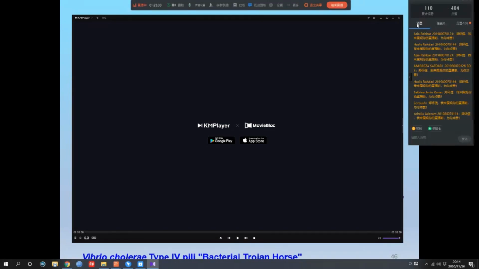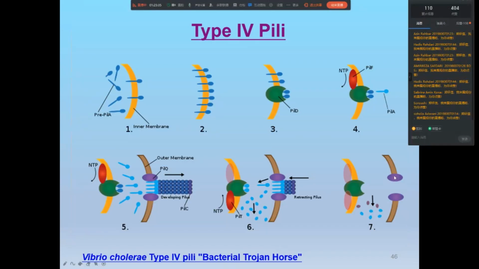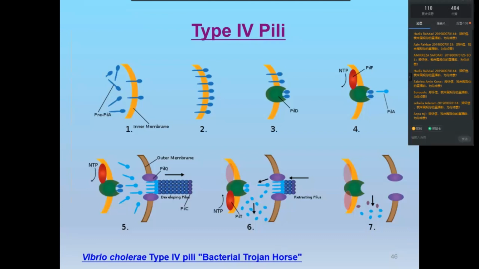You can see that bacteria are single-celled organisms, but with the help of type 4 pili, they can form groups and glide on the surface in lines or in groups. And so this is the primary role of type 4 pili. It can help the bacteria to move.